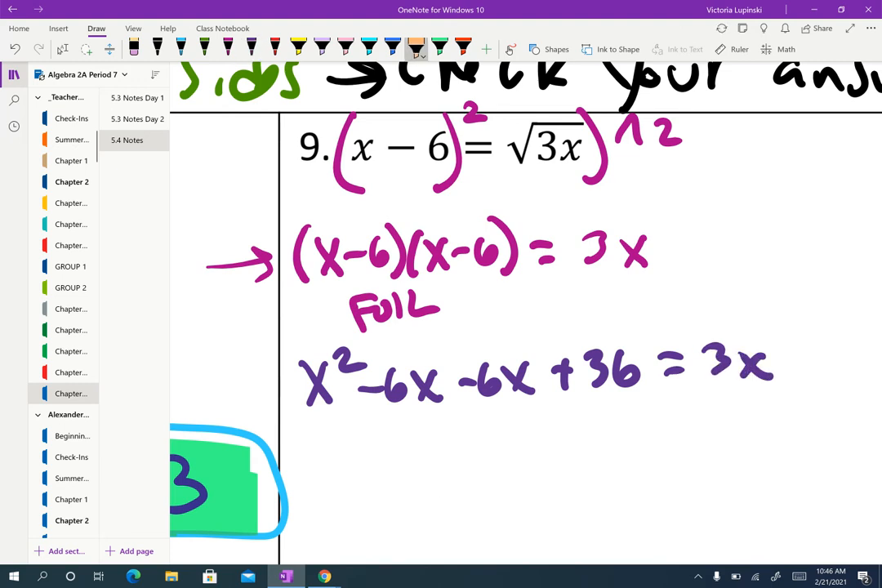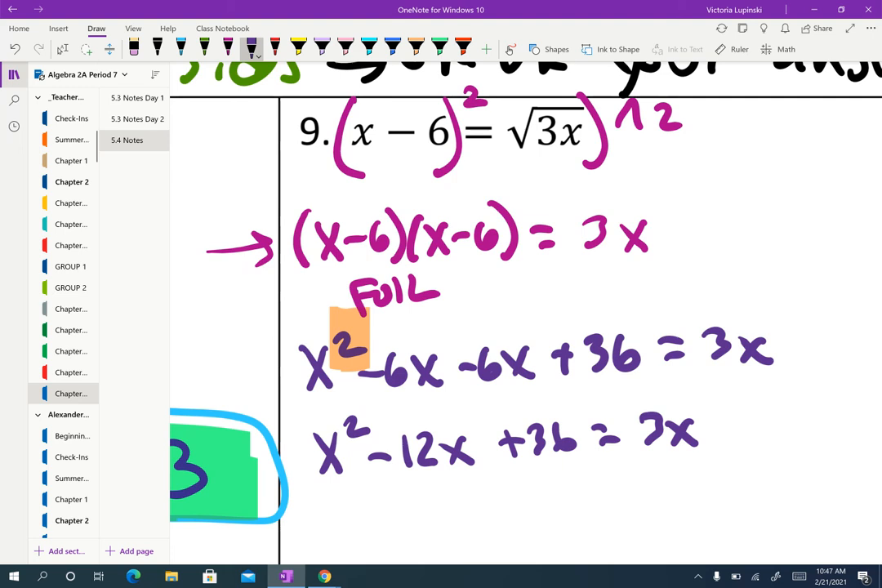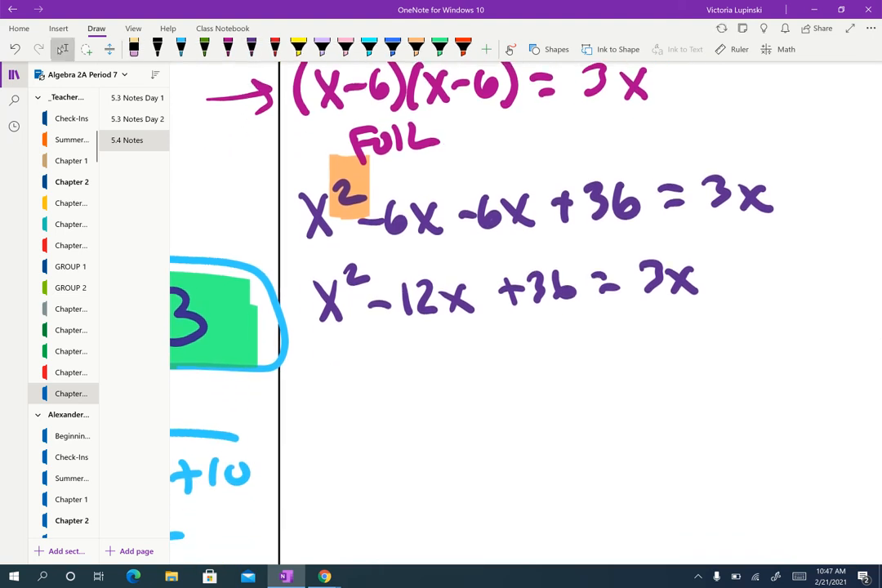Hopefully you notice that what we have now is a quadratic. And if we have quadratics, think back to all of chapter 2 and 3, we like those quadratics to be equal to what? Equal to 0. So we want to go ahead and put everything on one side. So I'm going to leave the x squared where it is. I'm going to combine all the x's to be negative 12 of them. I'm going to go ahead and then plus 36 equals 3x. Again, you want to put all of your x's on the same side. So I'm going to subtract 3x.